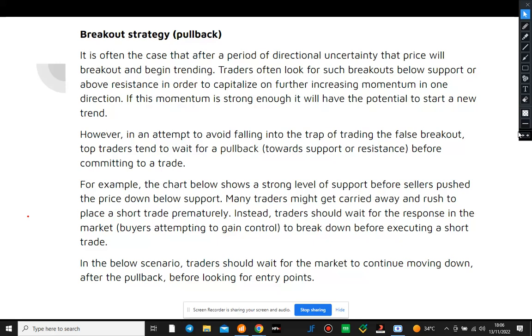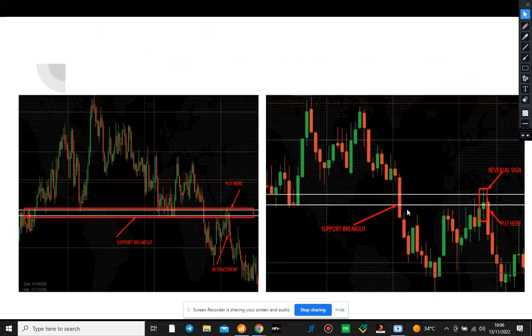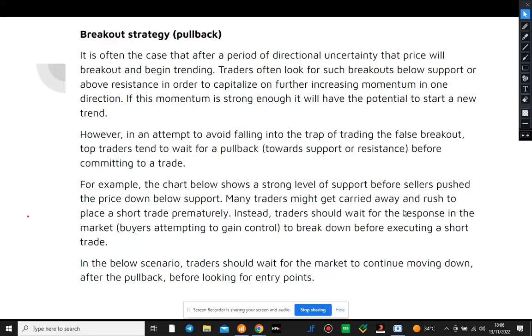For example, the chart below, something like this, shows a strong level of support before sellers push the price down below. Many traders might get carried away and rush to place a short trade prematurely. But instead, traders should wait for a response in the market, which is some buyers' attempt to gain control, to break down before executing a short trade.